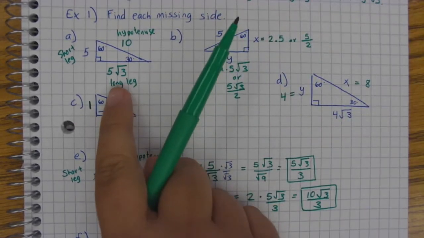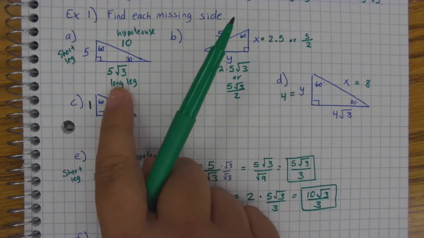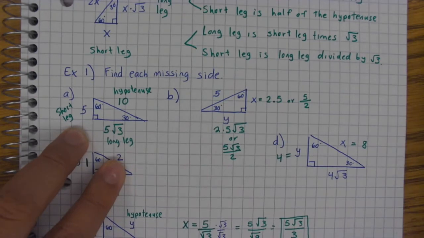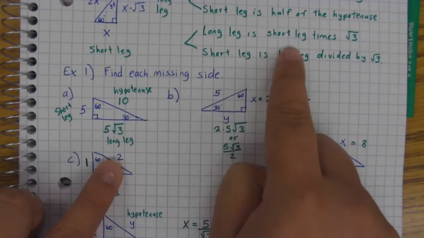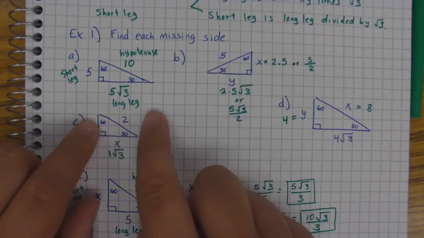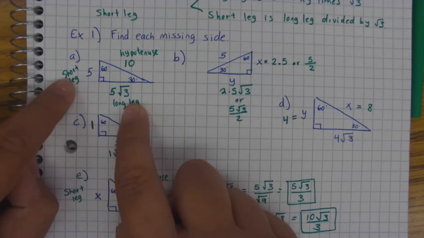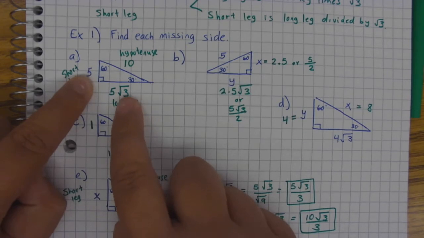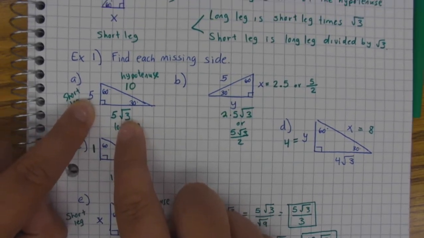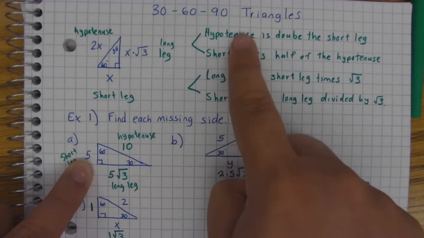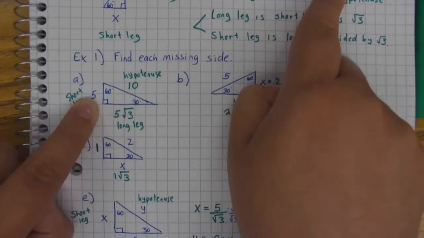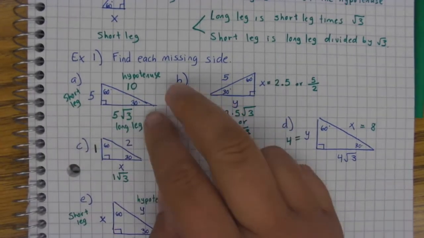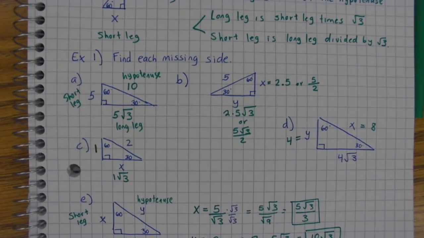Okay, so the way I got the long leg is by using the relationship between the short leg and the long leg. So remember that the long leg is the short leg times square root of 3. So this long leg is the same as this short leg times the square root of 3. So the long leg is 5 times the square root of 3. That's how I got that one. And then the hypotenuse, if you look over here, the hypotenuse is double the short leg. So if the short leg is 5, the hypotenuse is double of that, so it's 10. So that's how you can get your answers using the relationships.